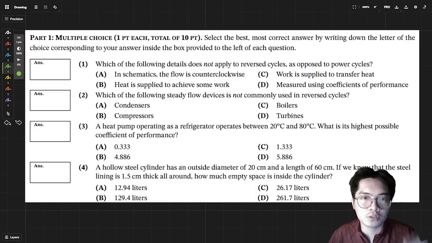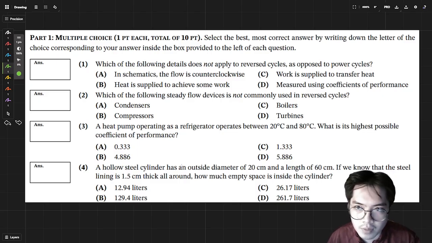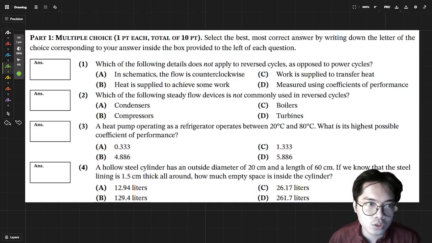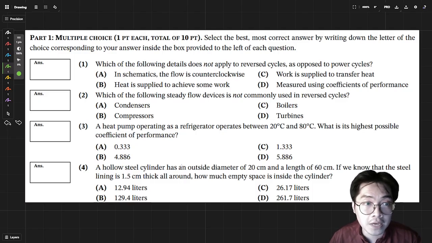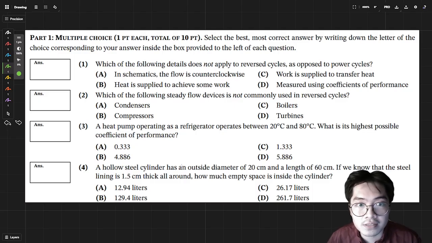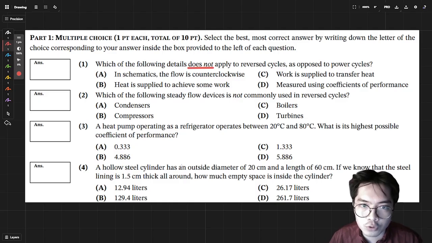Let's begin with multiple choice. Select the best, most correct answer by writing down the letter of the choice corresponding to your answer inside the box provided to the left of each question. Let's begin. Number one. Which of the following details does not apply to reversed cycles as opposed to power cycles?